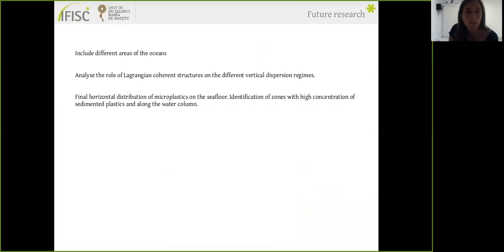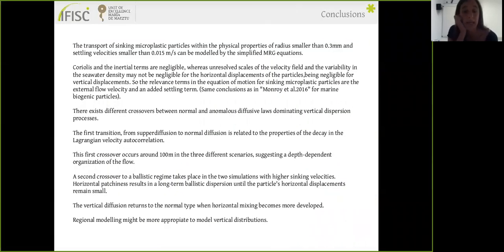So, as a conclusion, we can say that we can apply the Maxey-Riley derivation as an equation of motion for analyzing the transport of very small microplastics, and we can do it by taking into account two conditions. One is the very small particle size, which has to be smaller than 0.3 millimeters, but also that the sinking velocity has to be smaller than 0.015 meters per second. And then we have to consider only density and size particles that are within these ranges or fulfill these two conditions. But okay, this applies for a very large quantity of plastics.